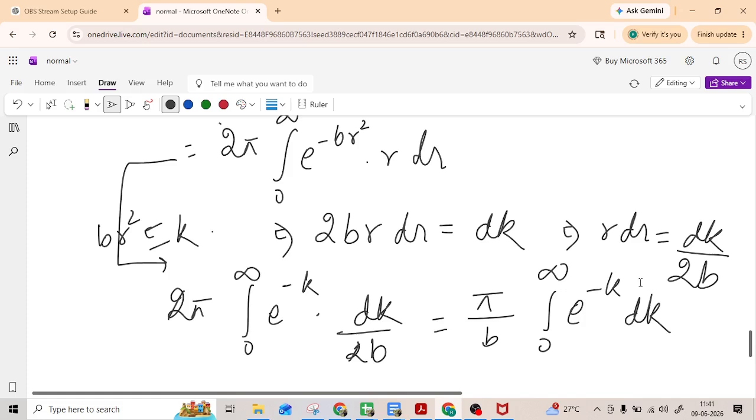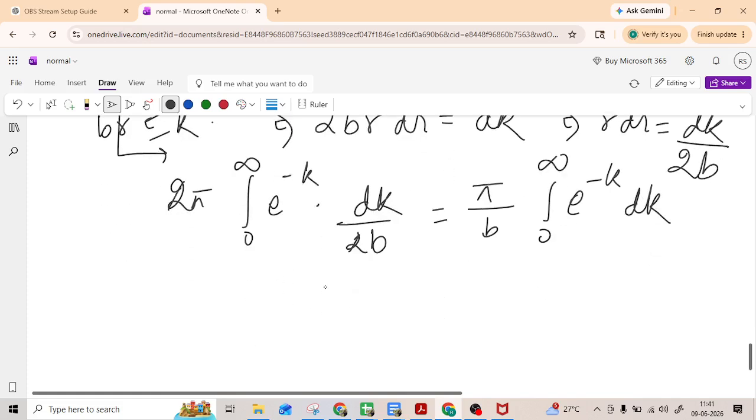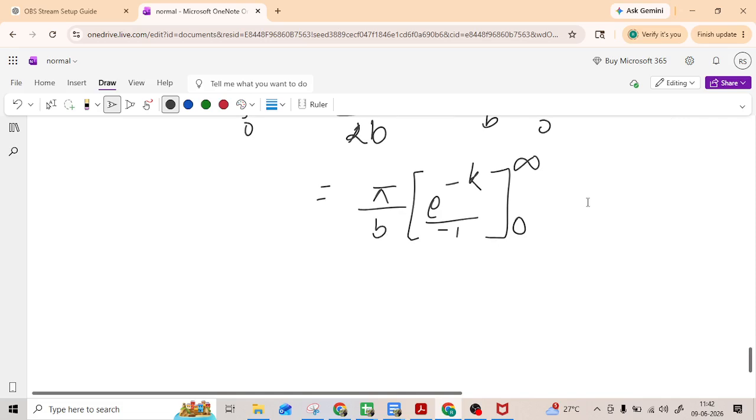And this integral we already know would be minus e raised to the power minus k, because if we differentiate minus e raised to the power minus k, you will get e raised to the power minus k. That is it.